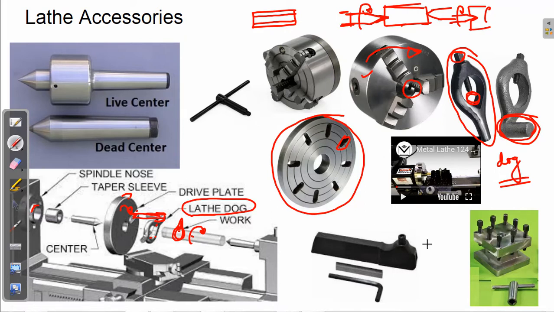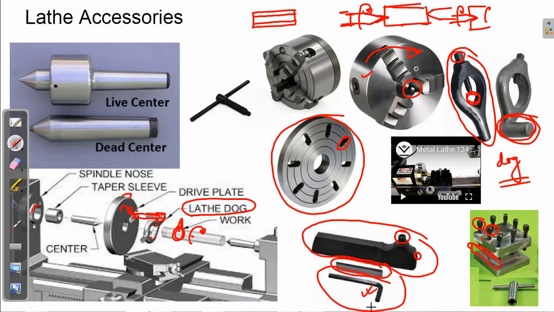Here you can see, this is the typical tool holder. So the tool holder looks like this, and this tool holder is set in the tool post. The tool holder is set here, then these are tightened, and at the front of the tool holder you can put the cutting tool. And here you can see, this one is the Allen bolt and this one is the Allen.